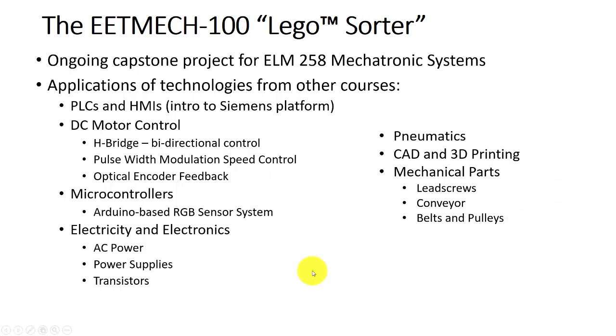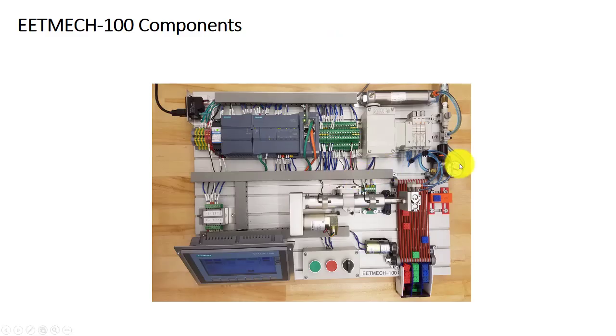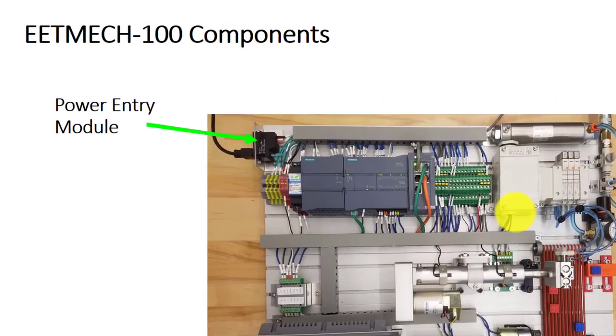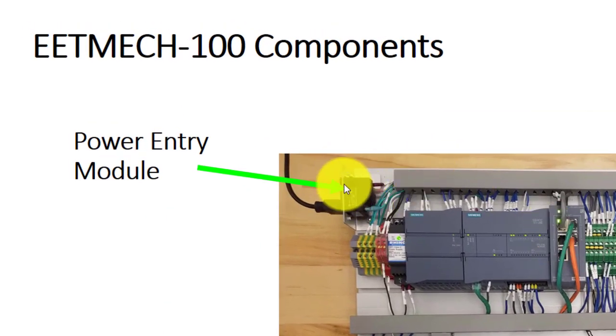So a lot of technologies and components are integrated together, and that's the purpose of the system: to provide a useful system that integrates these concepts. Let's take a look at the major components of the system. Starting here, we have the power entry module, which is just a place where a standard power cord plugs in and plugs into a 120 volt AC standard power outlet.